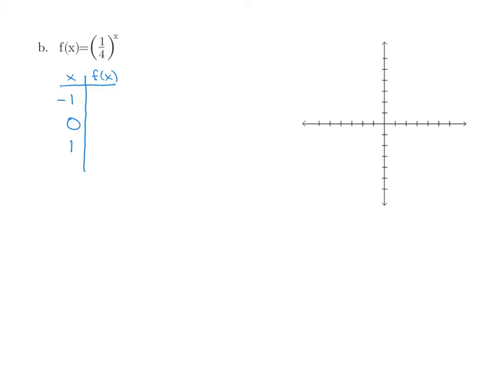So if we go ahead and plug in -1, we get 1/4 to the -1. I want to take the reciprocal, so this is equal to 4. 1/4 to the 0, anything to the 0 power is 1. And 1/4 to the 1 is 1/4.